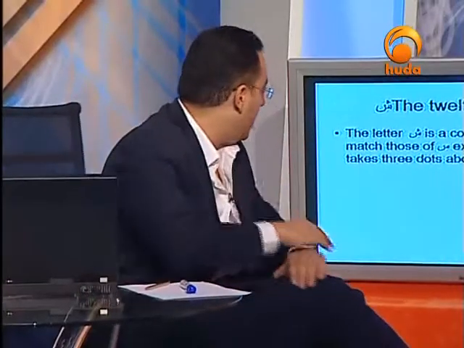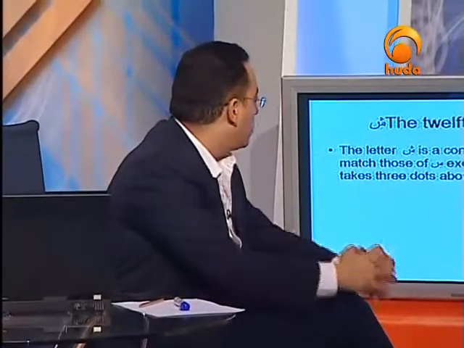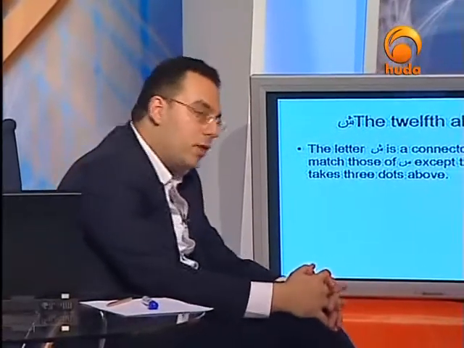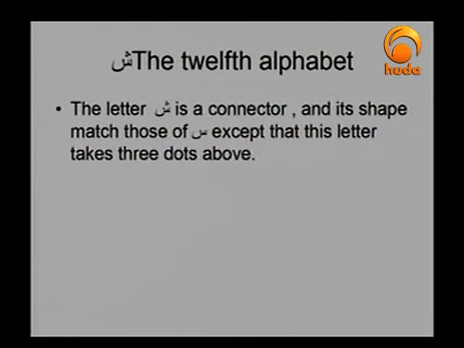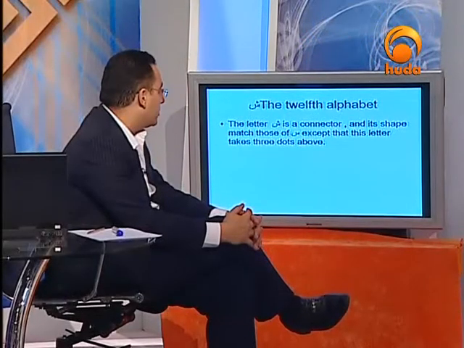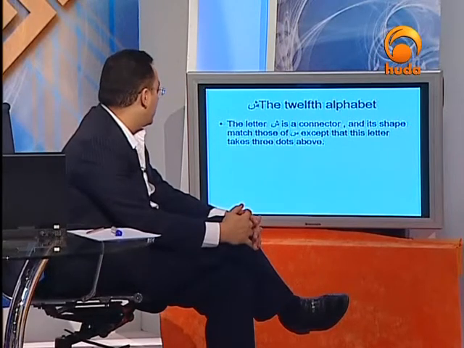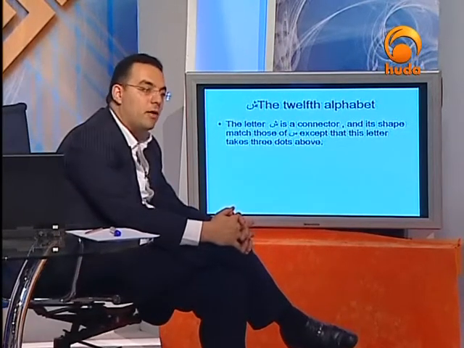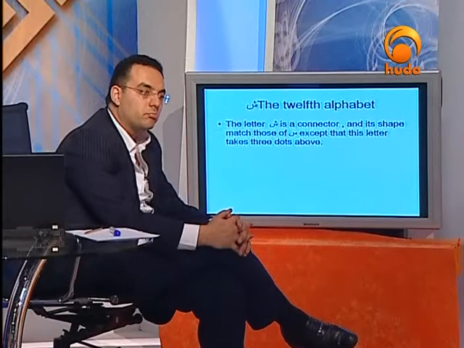Well, so let's now move on here to Sha. And I would describe that the letter Sha is a connector. So this is the first feature for Sha. And its shape matches that of Sa, except that this letter takes 3 dots above. I think the first common thing you have realized is it's a connector, same as Sheen.